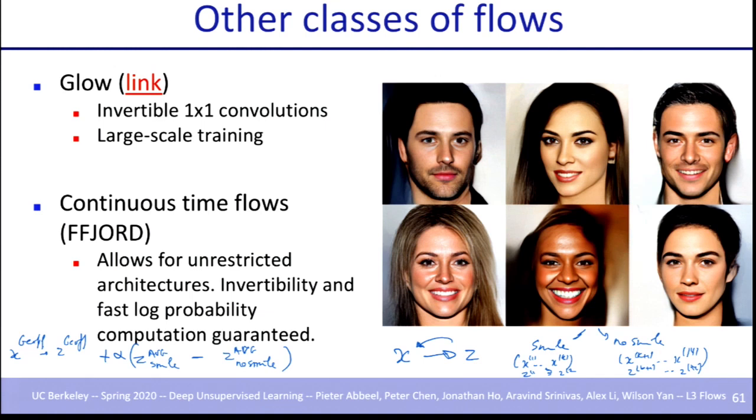When I have an image, say I have an x of Geoff, I turn it into z of Geoff, then I can add the z average smile, subtract out the no smile, and put a scaling alpha here. This way, in the latent space, I can shift it towards something that looks more like somebody smiling. Once I have done this transformation, I can use the inverse flow to go back to the x space and get out a picture of Geoff that's, depending on the alpha, smiling more or smiling less than the original. Of course, smiling is just one, but you can do this for other things too.